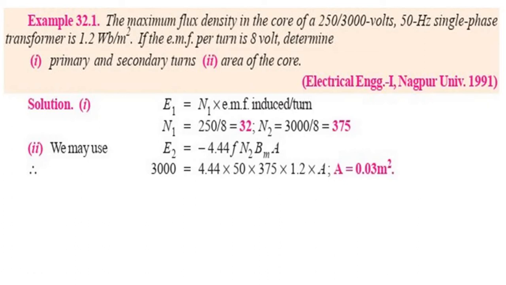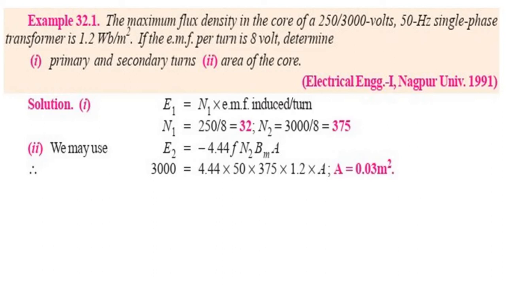The maximum flux density in the core of a 250/3000 volts, 50 Hz single phase transformer is 1.2 Weber per meter squared, if the EMF per turn is 8 volts. Determine first, the primary and secondary turns, and second, the area of the core.